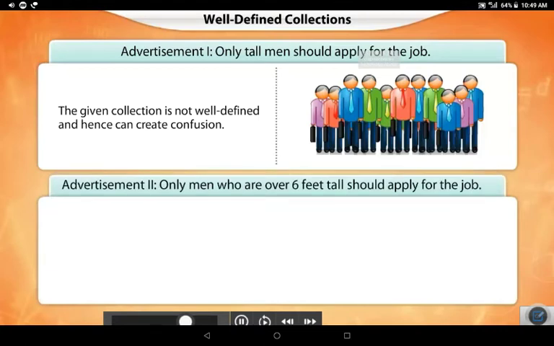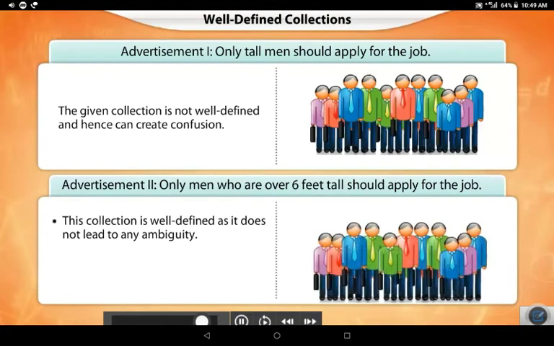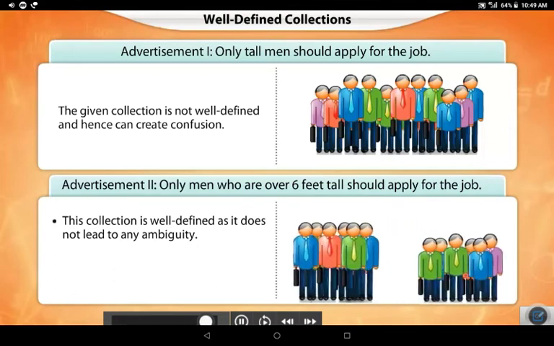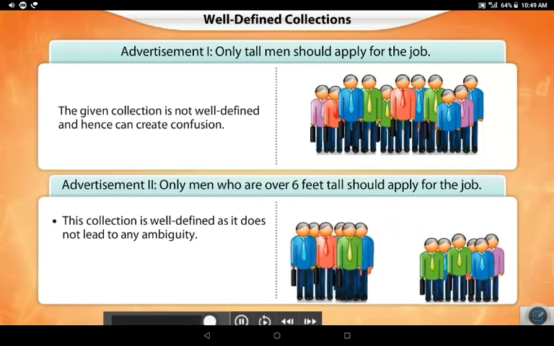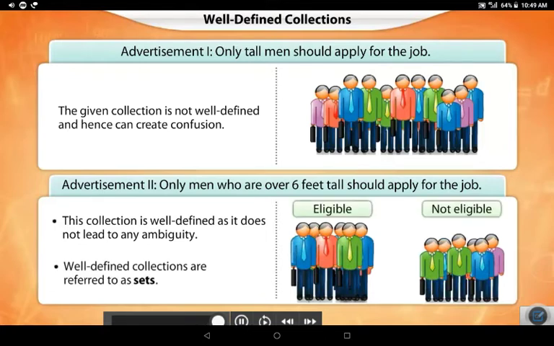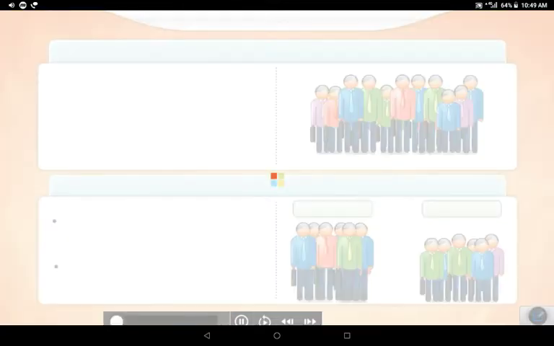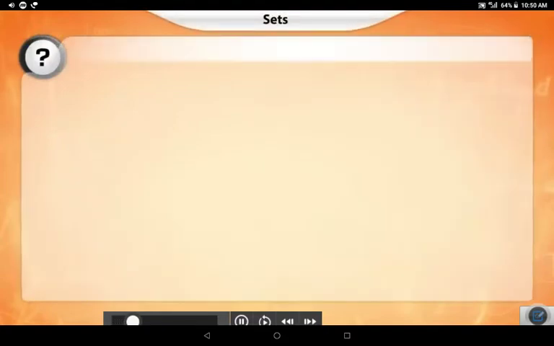The advertisement could have instead said that only people who are over 6 feet are eligible. This helps us in identifying the required group without any ambiguity. Such well-defined collections are referred to as sets. As discussed, a set is a well-defined collection of objects.